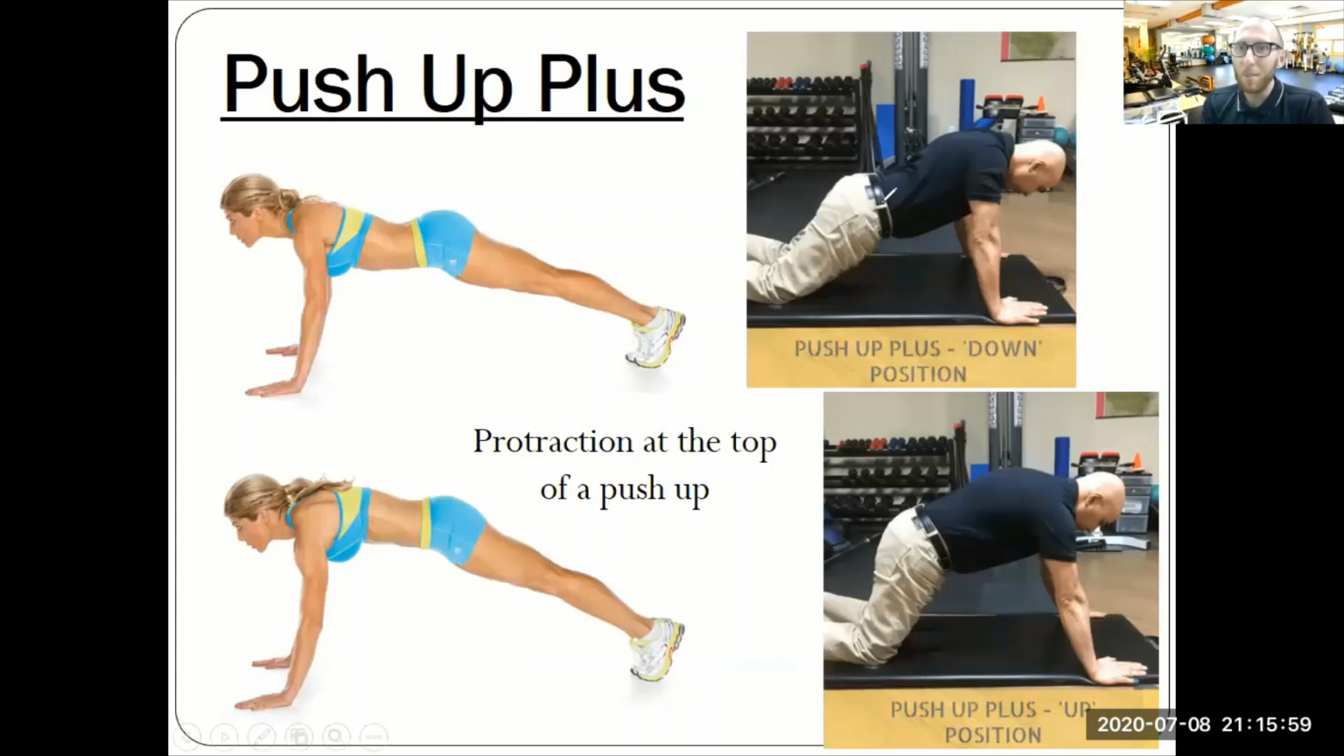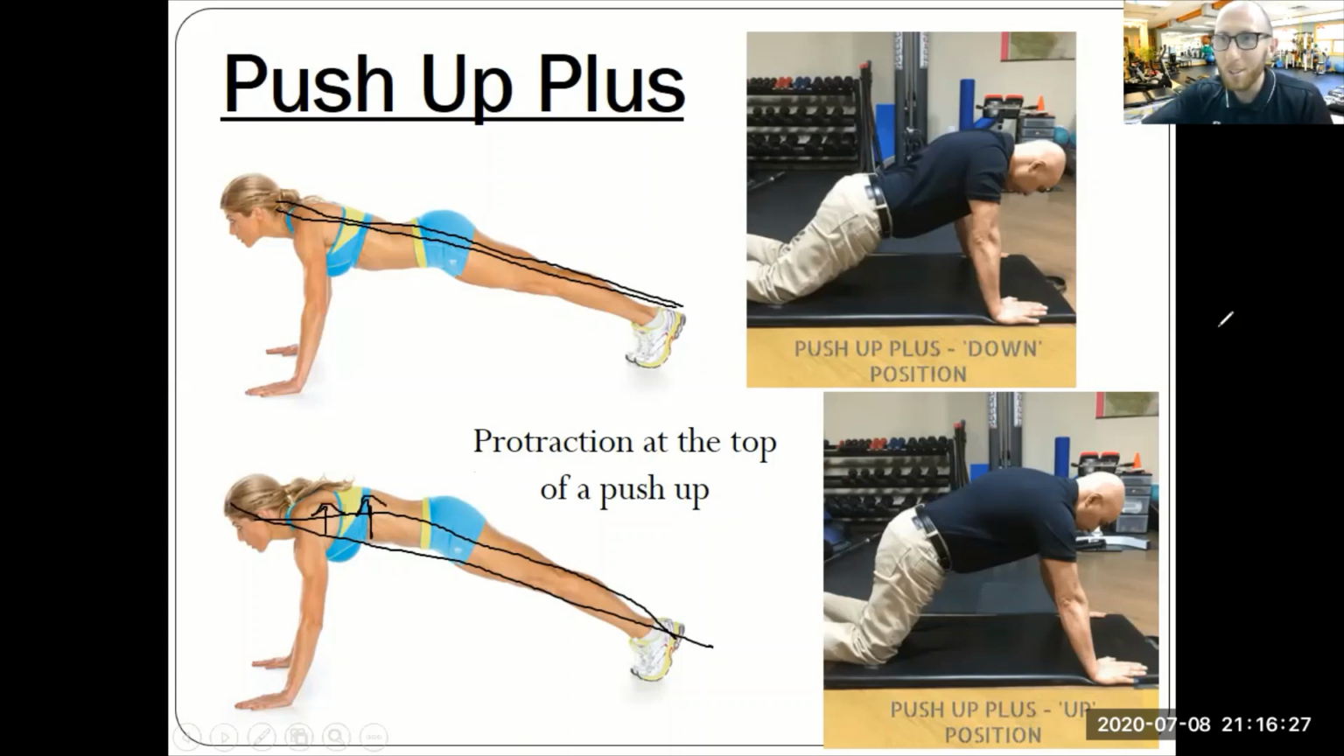And what we mean by that is protraction. So this would be a normal push-up right here. But if I drew the same line, notice how the back is arched rather than here where it's flat. So that extra push in the up is produced by the serratus anterior. You can also do it hands and knees here. Take a moment. Let's do a push-up plus here.